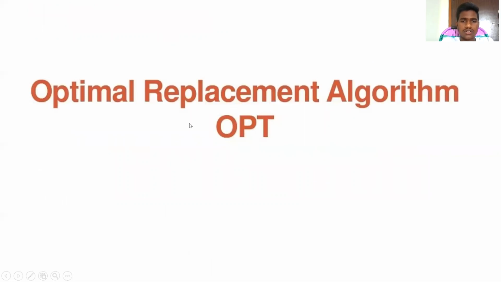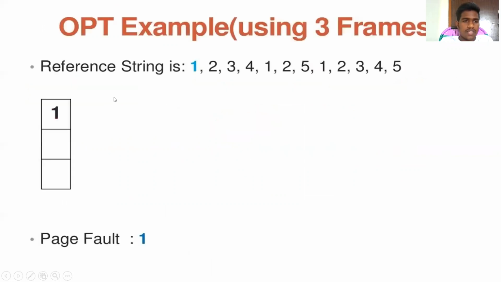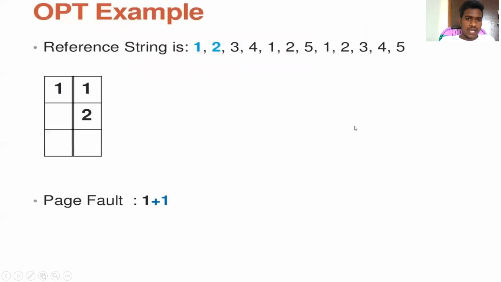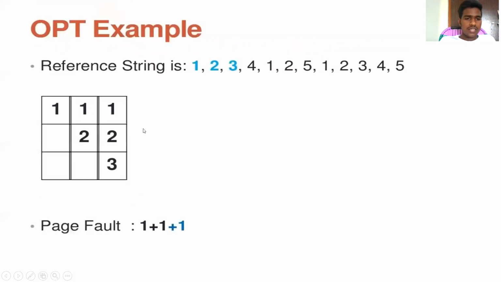Here, the next algorithm is the optimal replacement algorithm. Simply it is called OPT. And here one example is given, with 3 frames in main memory. Here 1 is entered into the first frame and one page fault occurs, and 2 is entered into the second frame and another page fault occurs, and 3 is entered into the third frame and another page fault occurs. Until here we don't have any problem.